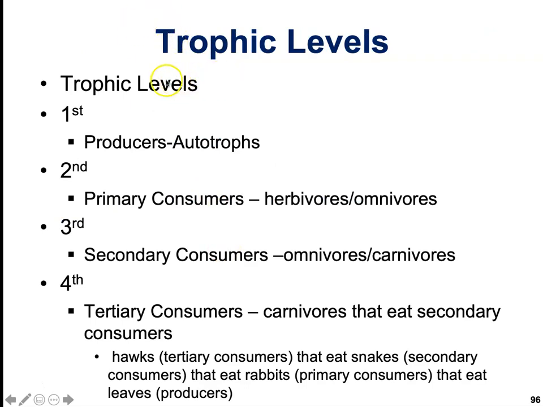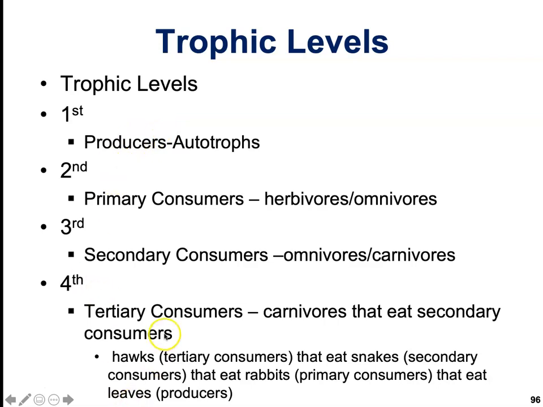So here are our various trophic levels. Our first trophic level is going to be our producers, also known as our autotrophs. Our second level will be the primary consumers. These are the herbivores or the omnivores that eat the producers. So these are the plant-eating animals. Next, we have our third trophic level, the secondary consumers. Secondary consumers eat primary consumers. Every level eats the level before it. So the secondary consumers will be our carnivores that eat the herbivores that eat the producers.